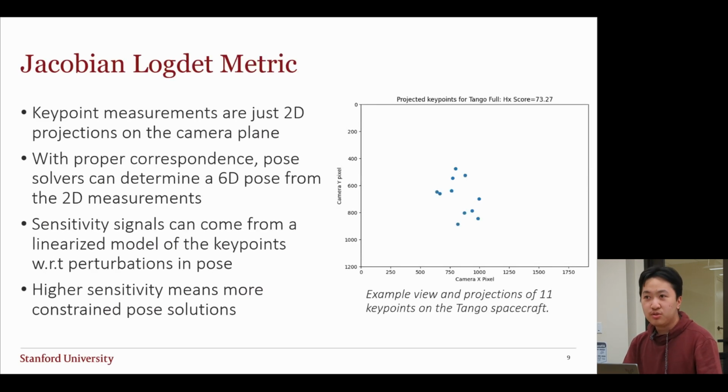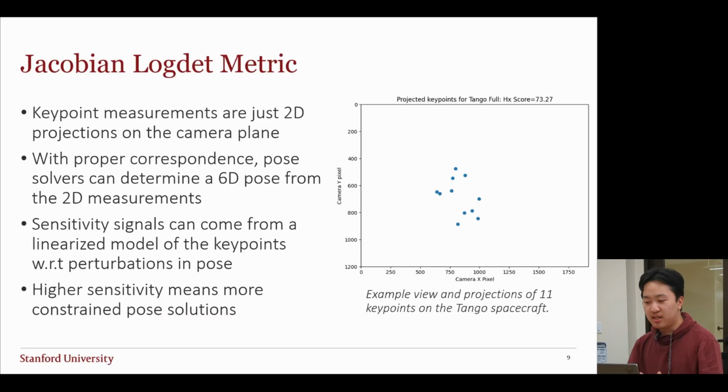So to get a little into what's going on behind the scenes for my implementation, I'll talk a bit about some of the terms that I'm using. The Jacobian log depth metric is the objective that I'm using for my functions. The basis for this is that key point measurements are just 2D projections on a camera plane, and with proper correspondence, pose solvers can determine a 6D pose from these 2D measurements. The sensitivity signals can come from a linearized model of the key points with respect to perturbations in pose, whether it be translation or orientation, and a higher sensitivity means more constrained pose solutions.